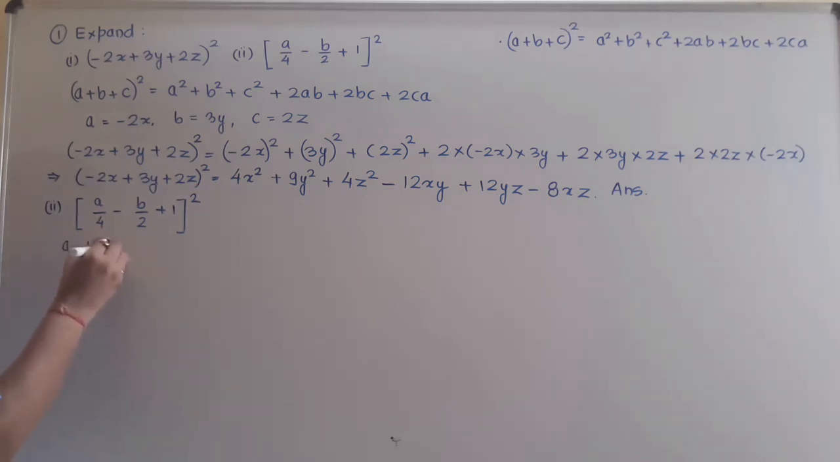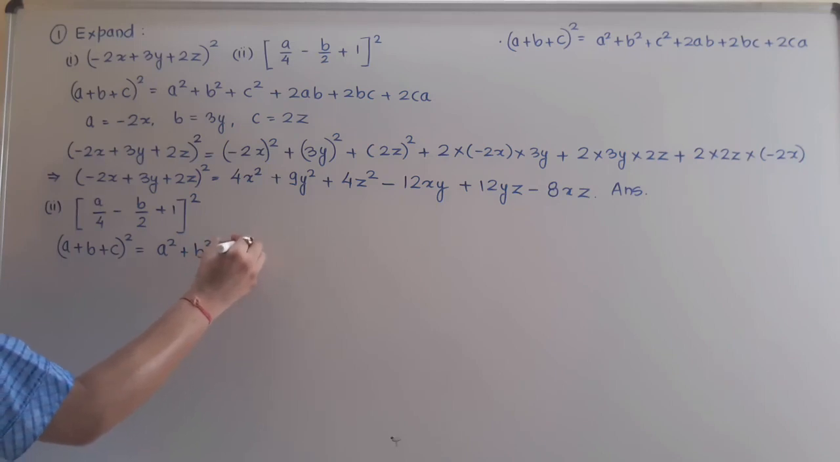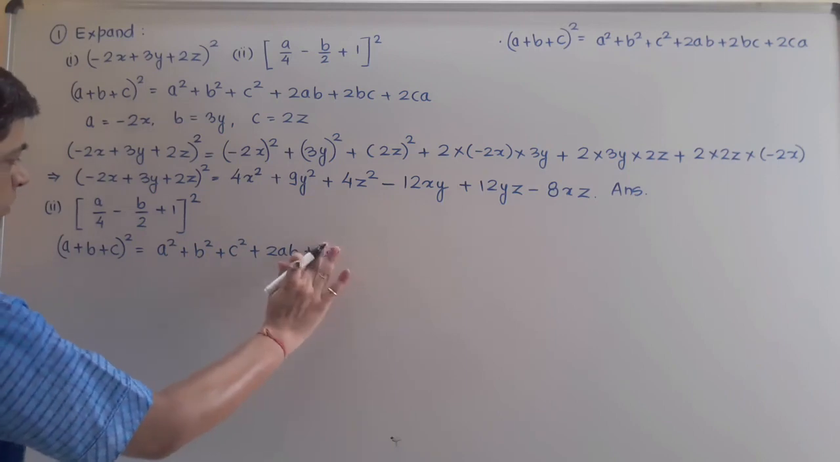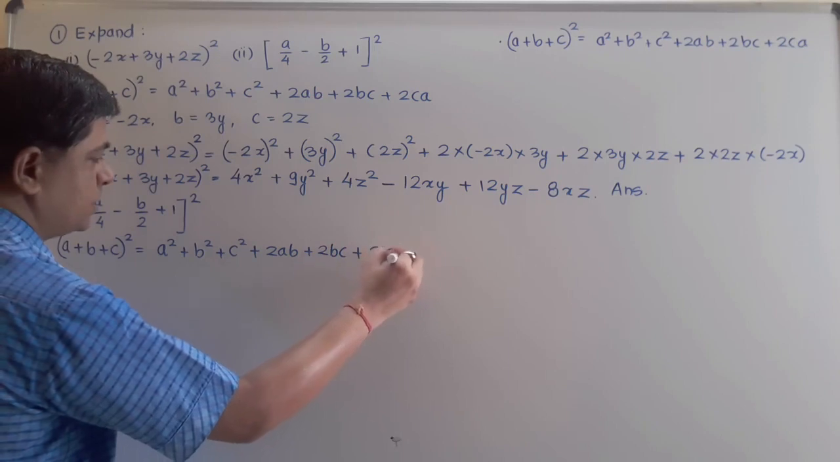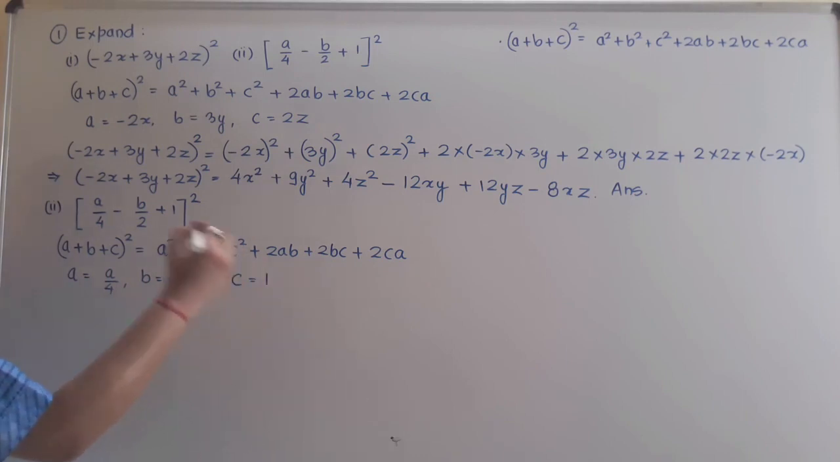a plus b plus c whole power 2 is equal to a square plus b square plus c square plus 2ab plus 2bc and plus 2ca. In the examination you can avoid writing the whole formula; directly you can write down the expansion. So now what is the value of a? The value of a will be equal to a upon 4, the value of b will be equal to minus b upon 2, and c will be equal to 1.